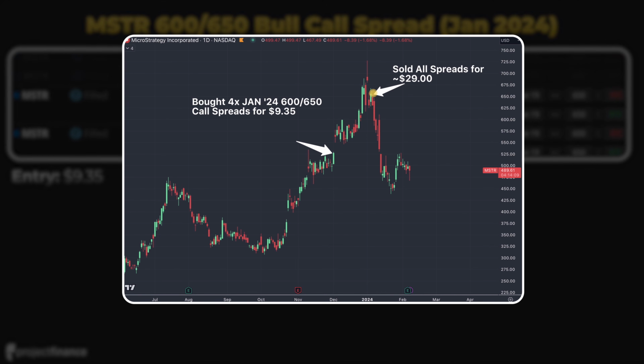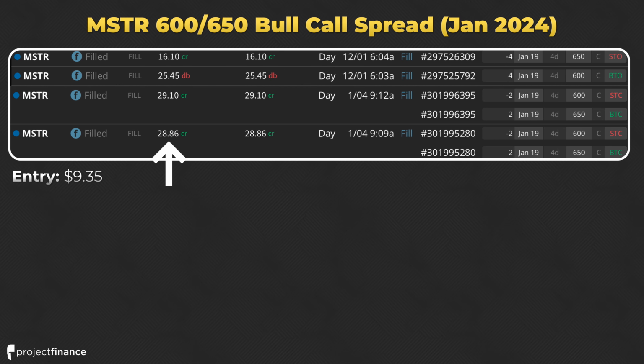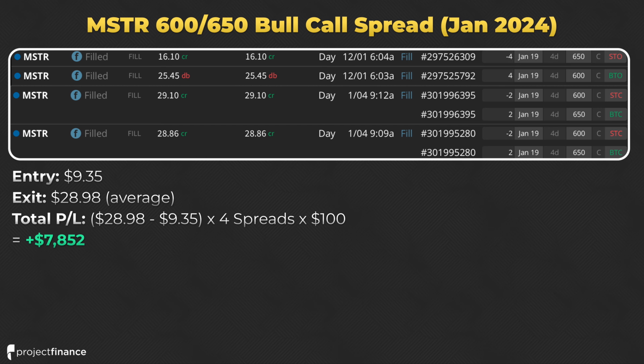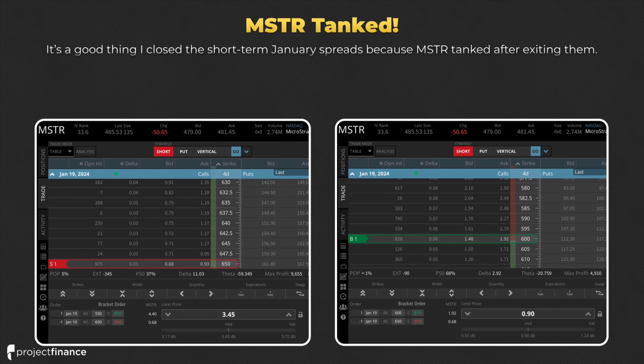Again, I exited these trades at separate points in time, about 3 minutes apart. I sold half of the position for $28.86, and then I sold the other two spreads for $29.10. If we average out those exit prices, we get an average exit price of $28.98, and this gives me a total P&L on these four spreads of a positive $7,852. So when we add up the P&L for all three of these call spread positions, we get a realized profit of $31,421.